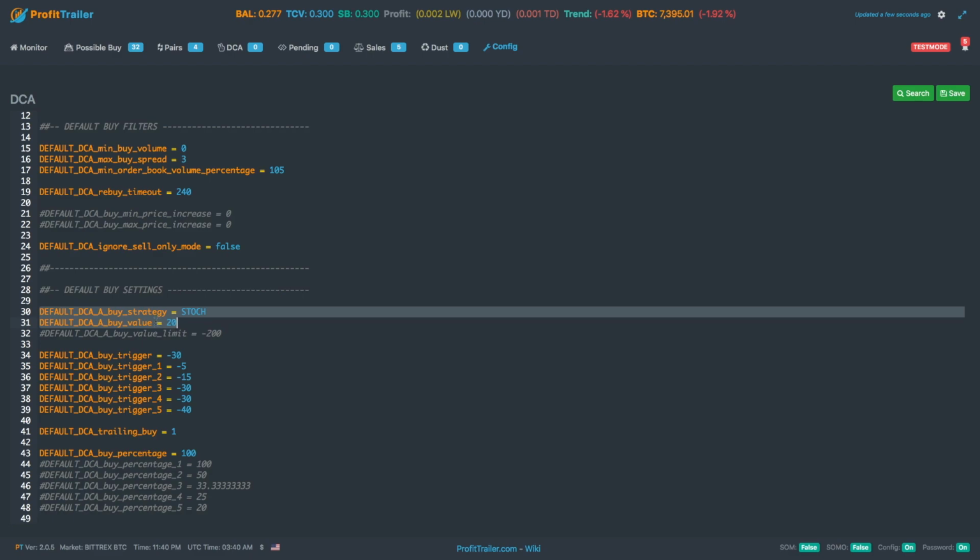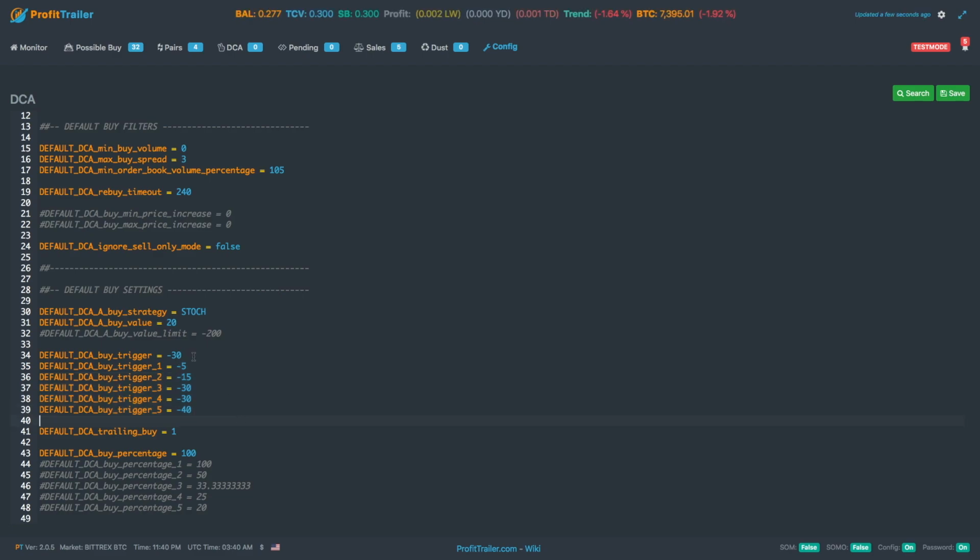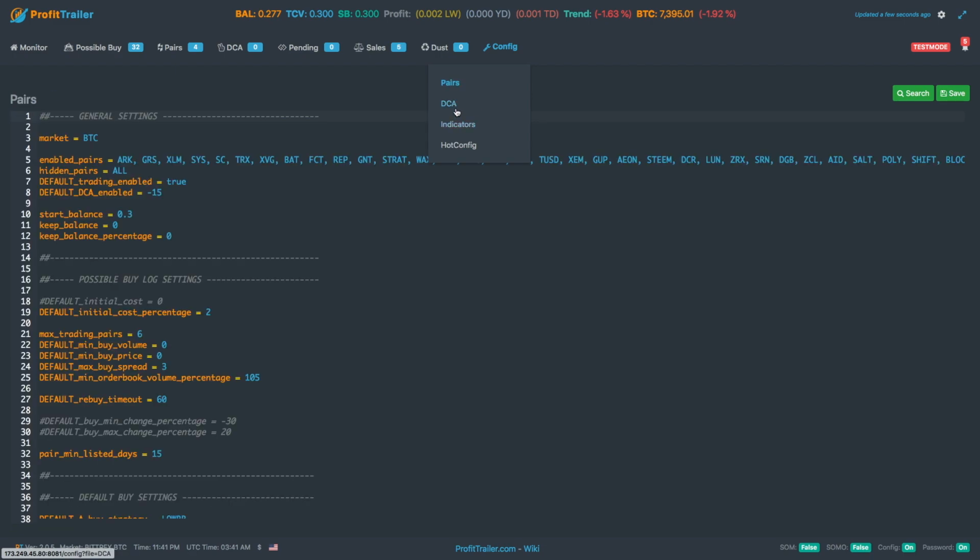Now remember, this value will not be looked at in terms of your buying value until your buy triggers have been met. So if you're only on rebuy number 1, and in this case I have it set to -5 for my buy triggers. So first the coin has to drop 5% in value from its average price, and then it will start running the buy strategy for stochastic oscillator, and then it'll factor in trailing buy and attempt to buy. So 3 things have to go on, just like any of the other strategies. So now we get an understanding of how we set this up in pairs and in DCA.